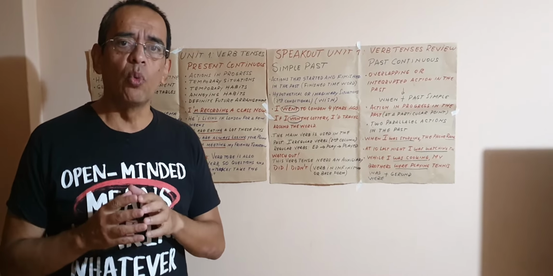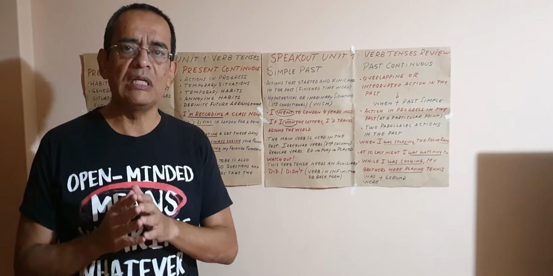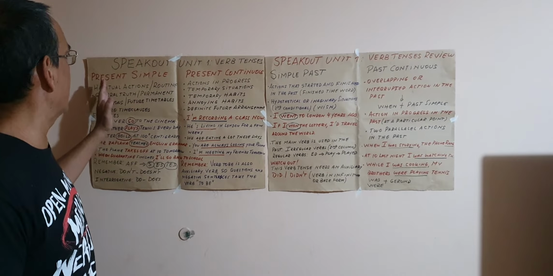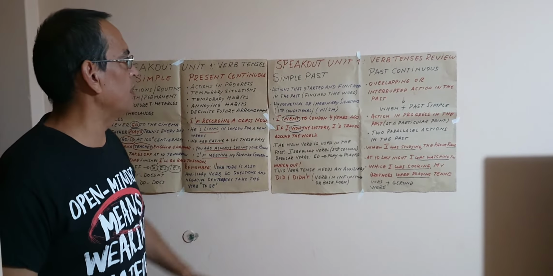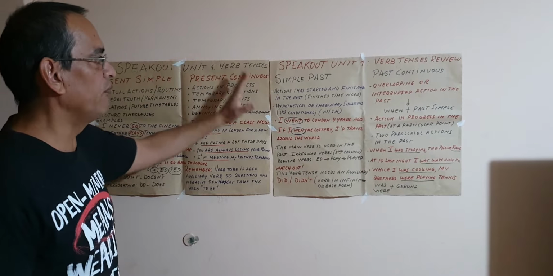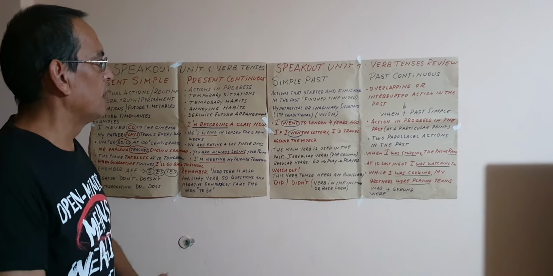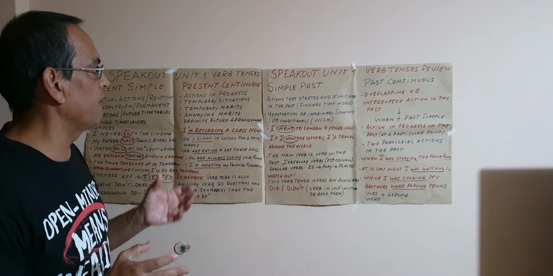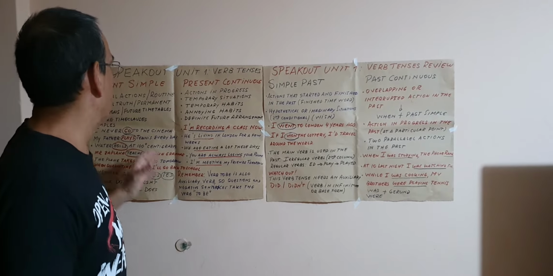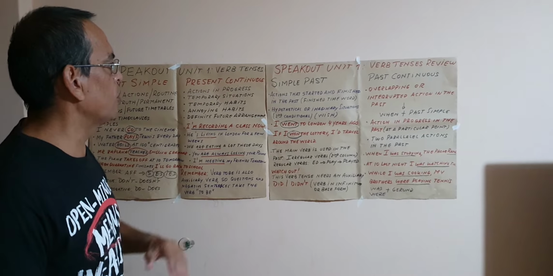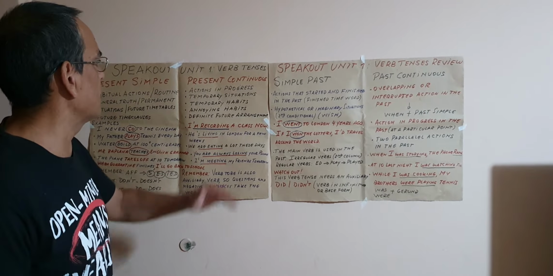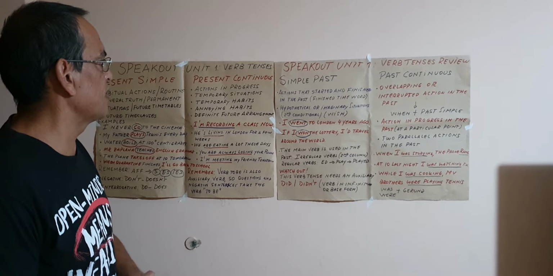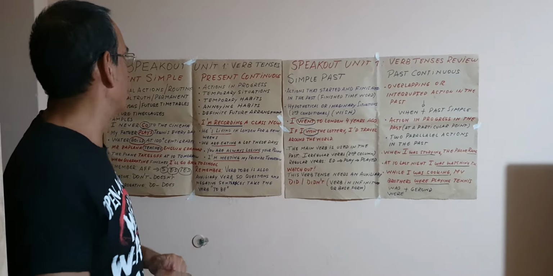This is unit number 1 of the book Speak Out Intermediate. The first aspect we are going to deal with is verb tenses. This is a review, of course, because I know that you have already passed the admission exam, so this is something you have already studied. But all the same, it is important to remember all the uses of the different verb tenses that are included in this unit number 1.